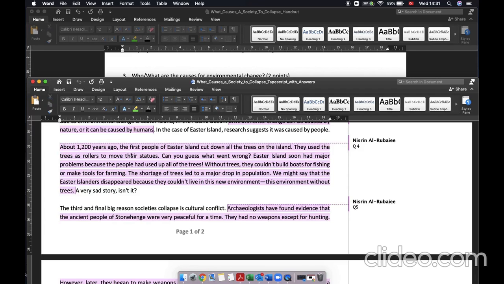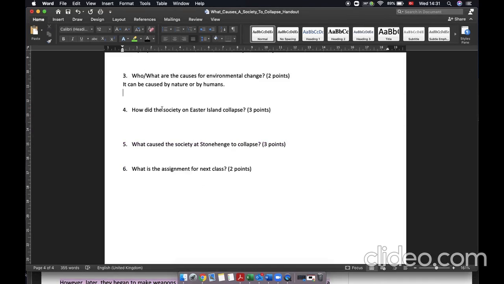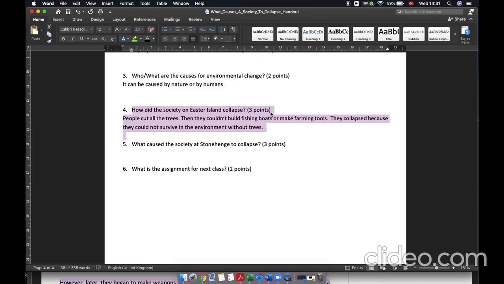So, here shortly we can write: people cut all the trees, then they couldn't build fishing boats or make farming tools. They collapsed because they couldn't survive in the environment without trees. So this can be a short answer for this question. What caused the society at Stonehenge to collapse?